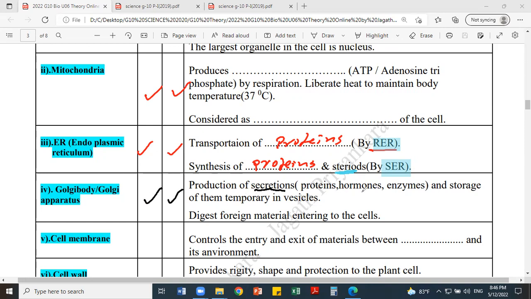That one is for production of secretions and storage, and to digest foreign material. Cell membrane is also present in both. It controls; I told you, the cell membrane is like the gate or the door of your house. It controls who is coming in and who is going out. Therefore, it is the outermost covering of the animal cell, and the plant cell also has a cell membrane. So it controls the entry and exit of materials between the cell and its environment.